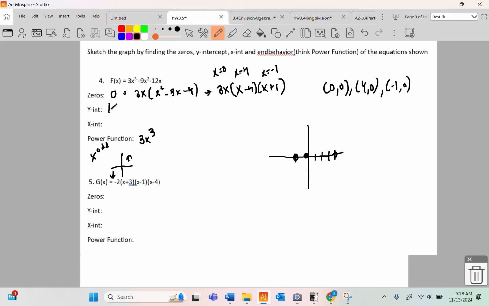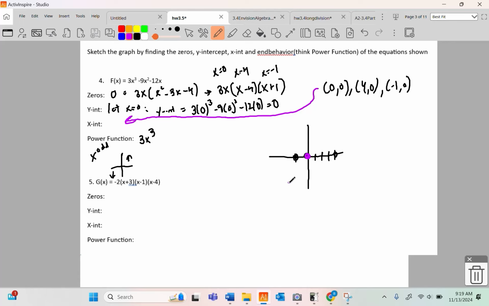To find a y-intercept, we let x equal 0. So the y-intercept is going to be equal to 3 times 0 cubed minus 9 times 0 squared minus 12 times 0. And by golly, that's 0. Which of course it is, because you already plotted it right there. I found the zeros, which are the x-intercepts. Don't know why I asked for it twice. Maybe I was trying to get y'all to think.